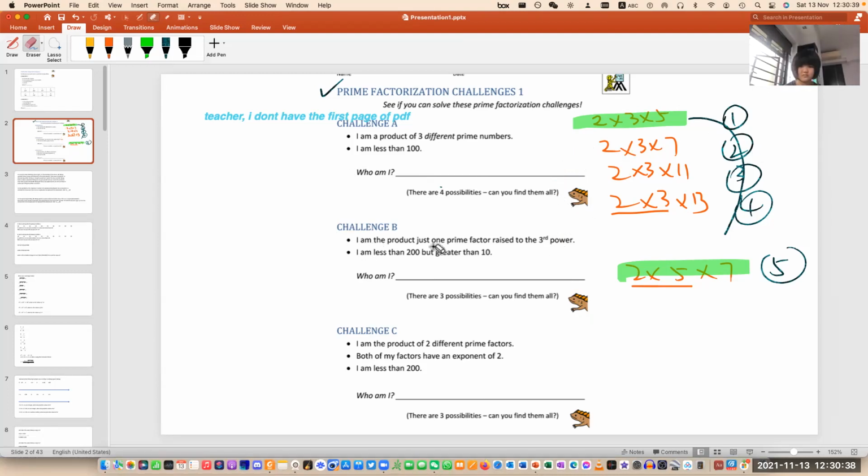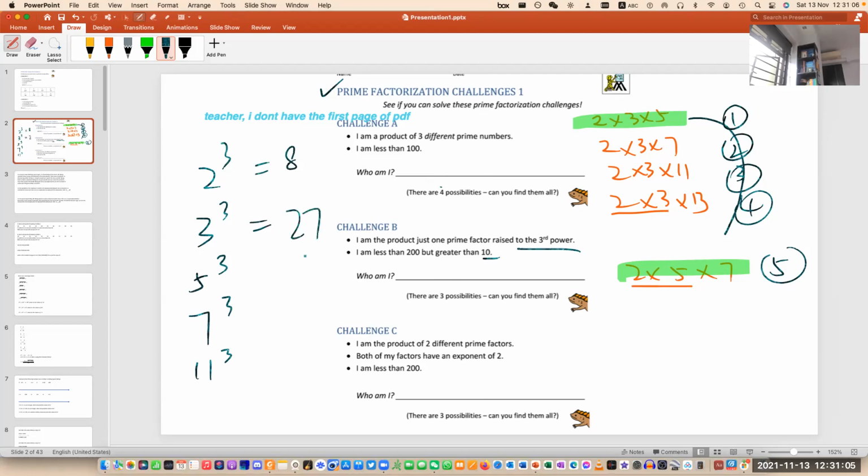Next, I am the product of just one prime factor raised to the 3rd power. So what it means is, basically you write down the first few prime numbers. Then you just raise it to the power of 3, because of the third power. I'm less than 200 but greater than 10. So you just write down all the answers.